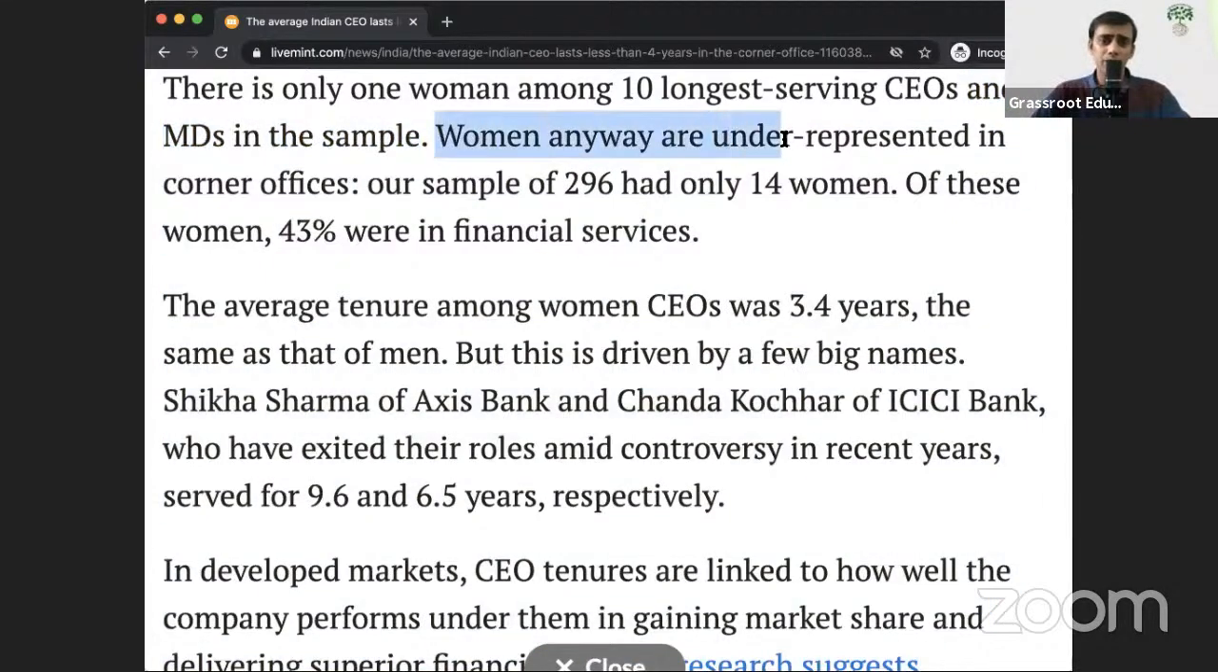Women anyway are underrepresented. Women anyway are underrepresented. Repeat. In corner offices. Our sample of 296 had only 14 women. So only should be punched because it's a very low figure, right? Our sample of 296 had only 14 women. Okay. Of these women, 43% were in financial services.